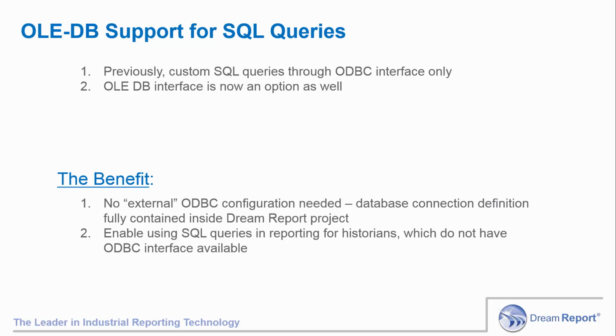The benefit to this is that the database connection details are fully contained within the Dream Report project. So, since no ODBC data source name needs to be configured externally in Windows, a Dream Report project can be transferred from one machine to another without the need for any additional external configuration for the project to work. The other significant benefit to using OLE-DB is that while many proprietary historians do not include ODBC drivers to access their data, they do provide OLE-DB support.